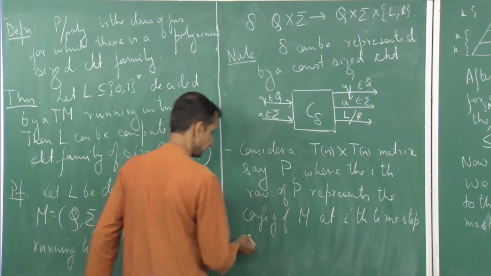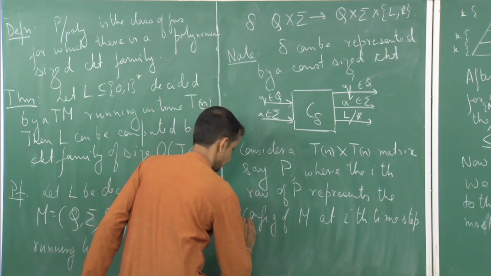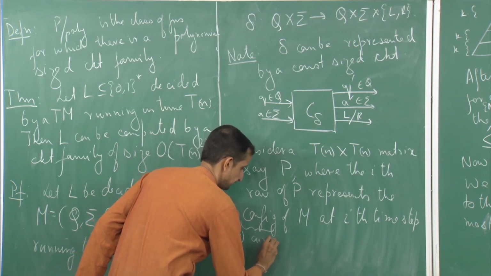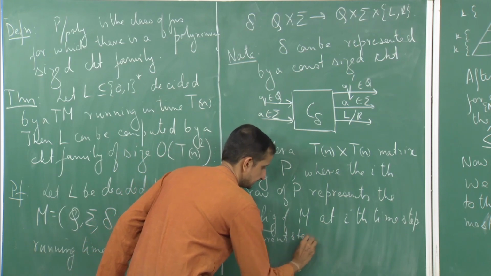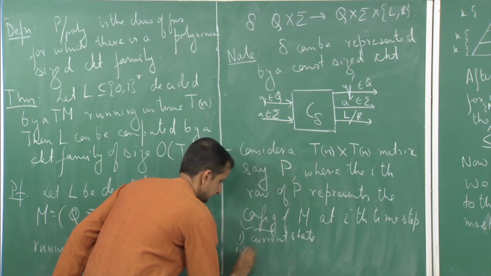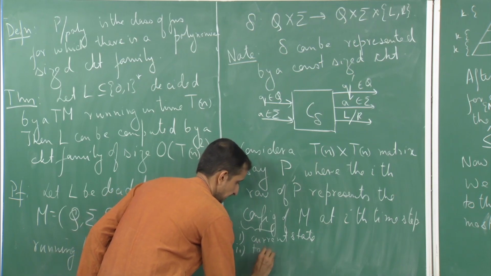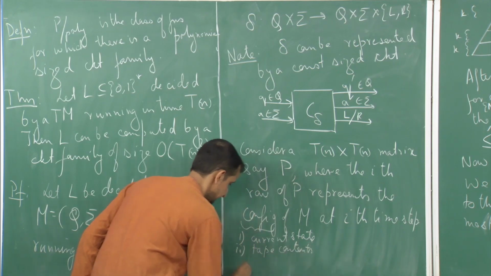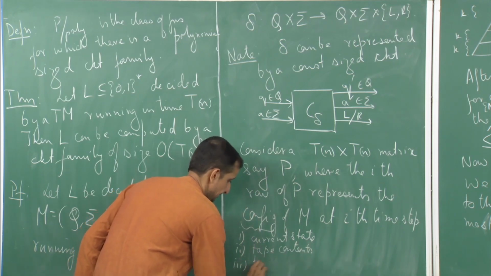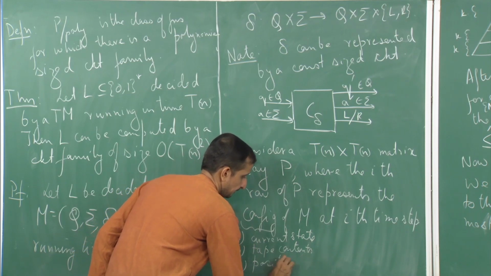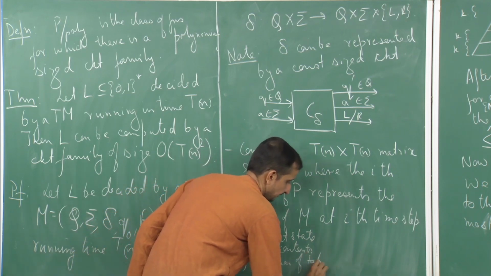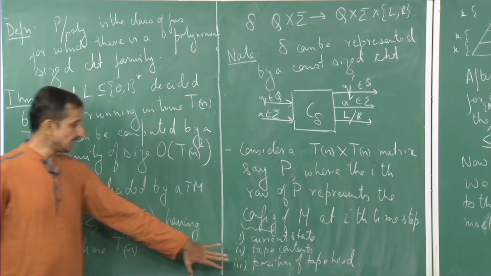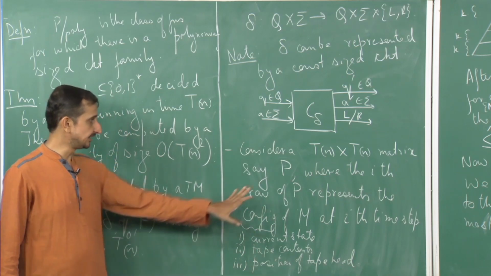A configuration of a machine consists of 3 things. Firstly, the current state, secondly the tape contents, and thirdly the position of the tape head. We will see a method to encode all these 3 things.